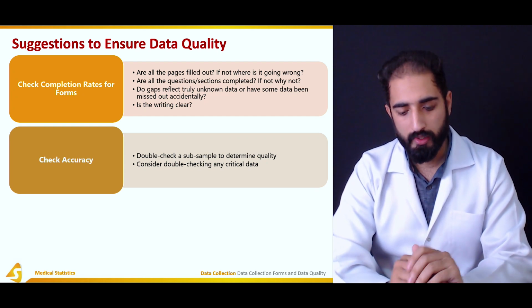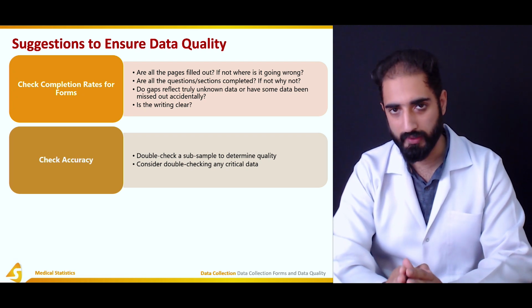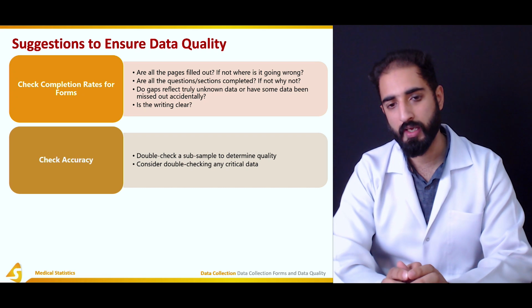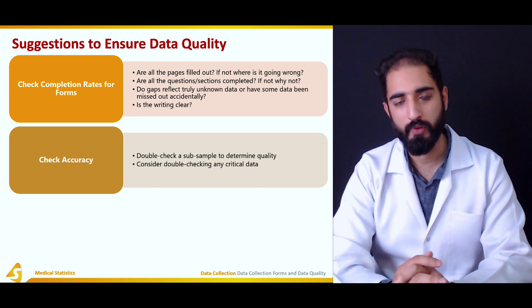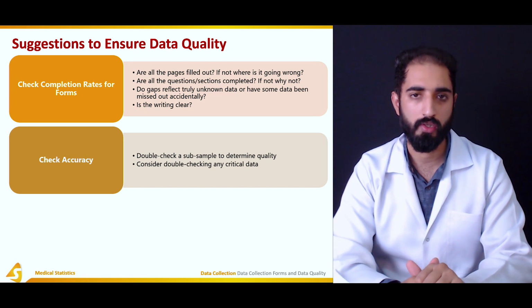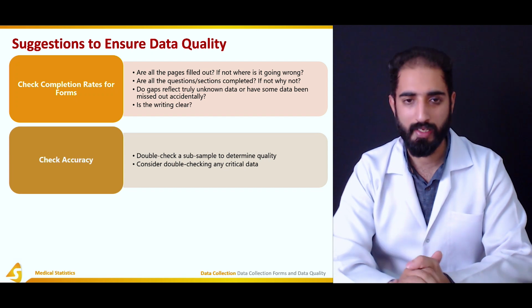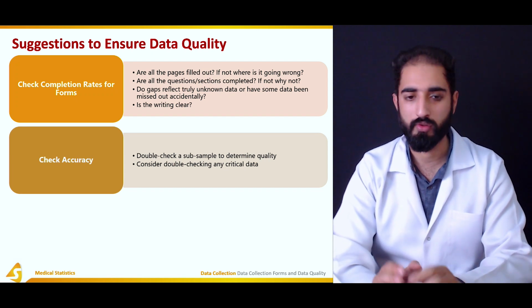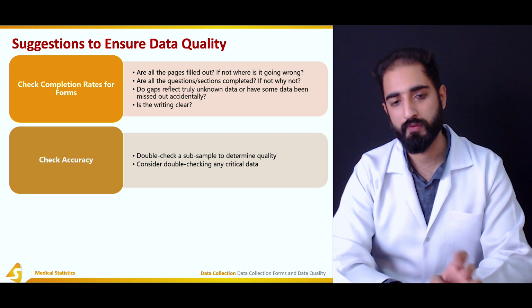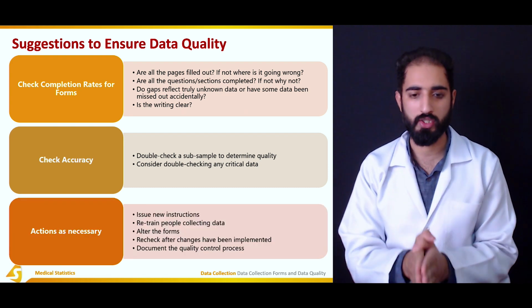Now, the second thing is check for accuracy. For example, especially when there is more than one researcher collecting the data from the participants, double check a subsample to determine the quality, how they are doing it, and consider double checking any critical data, and whether the data is filled in the way you wanted it to be filled. So check for accuracy.